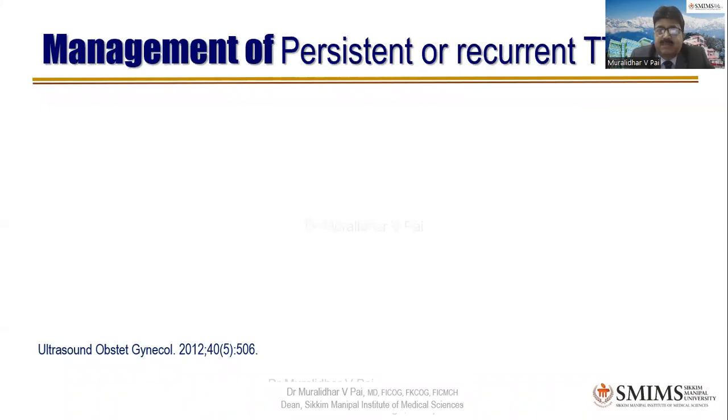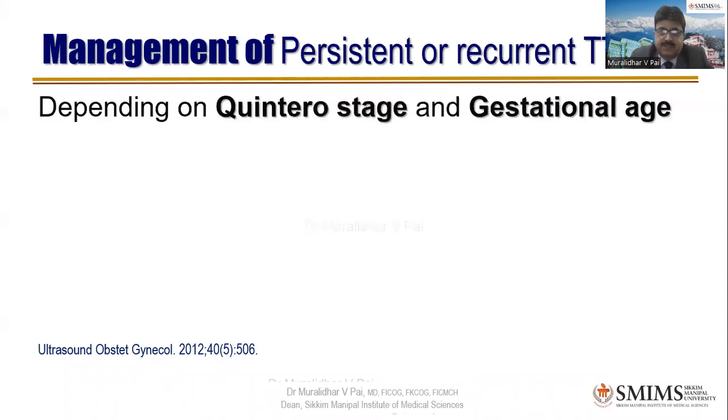How do you manage this when it persists or it recurs? It again depends upon Quintero stage and gestational age. As we understood yesterday, Quintero stage 1 to 5, you know that. Just to recapitulate, in all stages, there will be oligo-polyhydramnios sequence. Stage 1 means just the oligo-polyhydramnios sequence, bladder is seen, Dopplers are normal. Stage 2 means bladder disappears. Stage 3, Dopplers become abnormal. Stage 4, hydrops fetalis. And stage 5, single fetal demise.